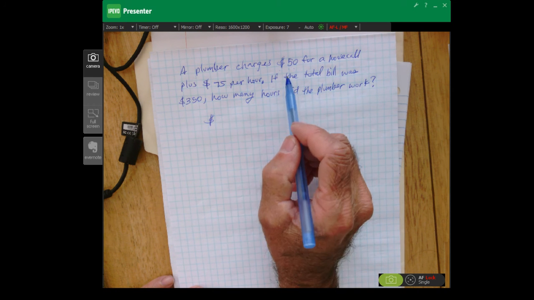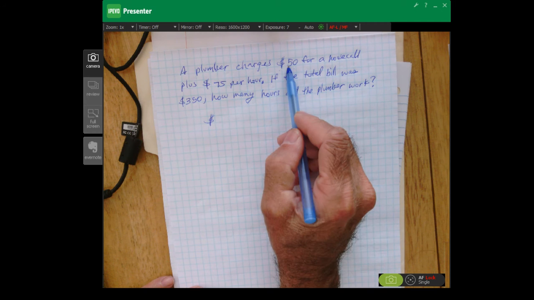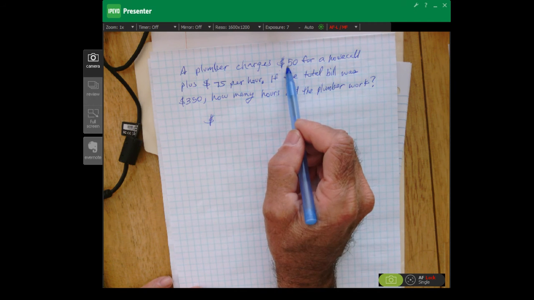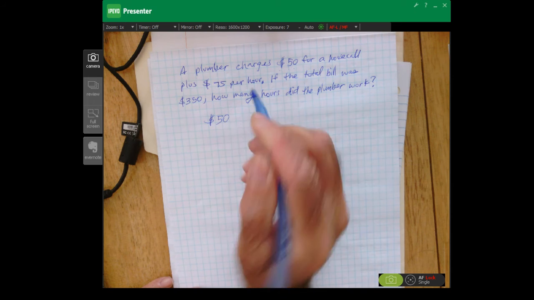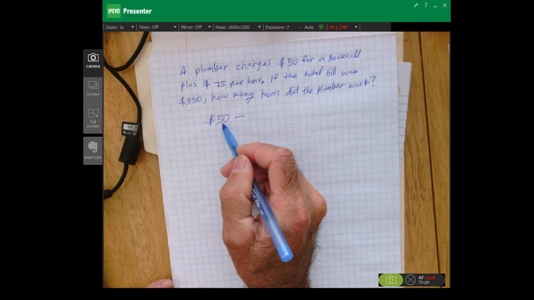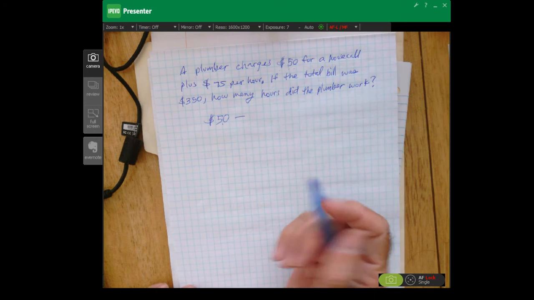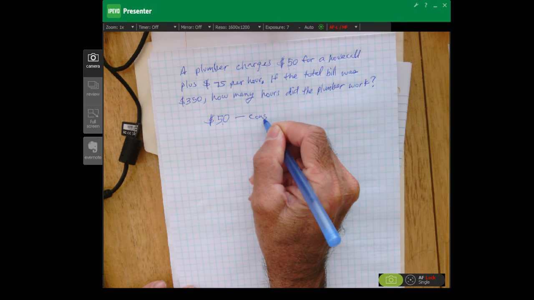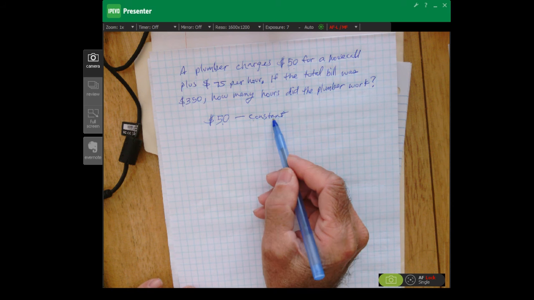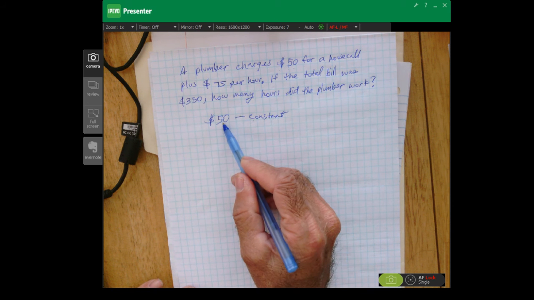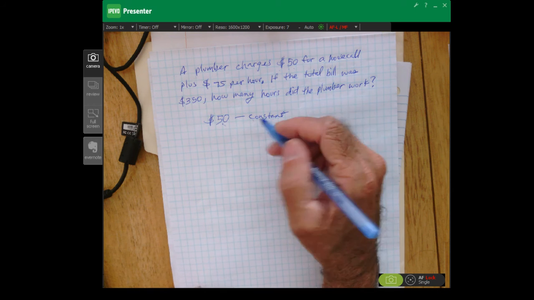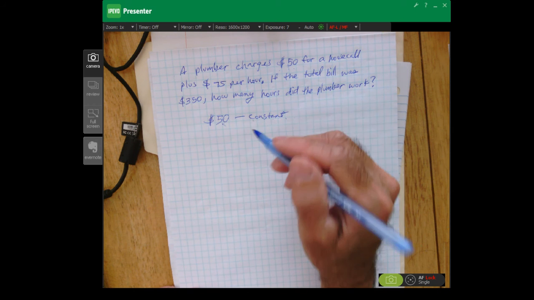If the plumber comes out and he works for 1 hour, you pay that $50. If he comes out for 2 hours, you pay that $50. So no matter what, that $50 stays exactly the same. Another word for staying the same is constant. That's a term we use in mathematics. A constant value refers to some number that's not changing. So $50 doesn't change. So that's what we're going to use in the equation.